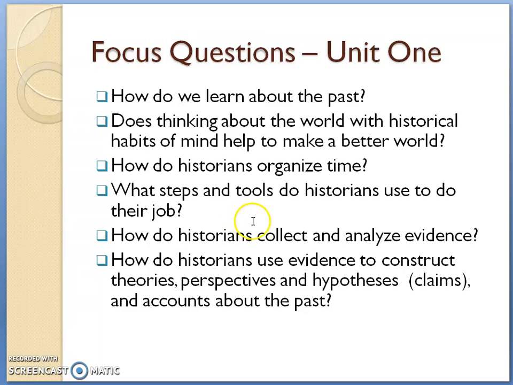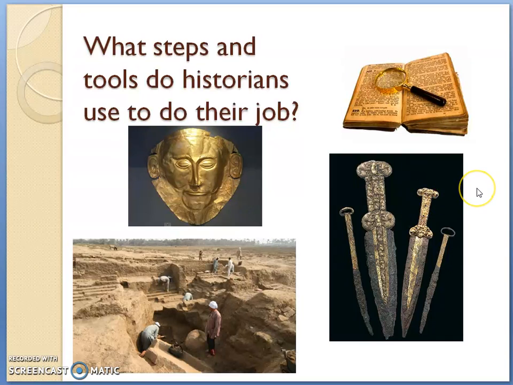What steps and tools do historians use to do their job? Okay, this is a big one. First and foremost, we need to familiarize ourselves with the term artifact. Artifacts are what tell us pretty much everything we know about the past. For especially what we're going to be studying, ancient history, there's no video recordings, there's no TV, there's no newspapers, there's nothing like that to tell us what happened back then. So we have to rely on artifacts, things that we have dug up or things that we have discovered that are there, but they don't really tell us anything.